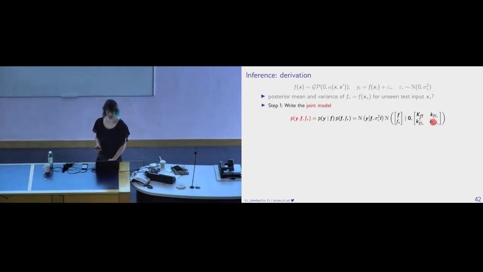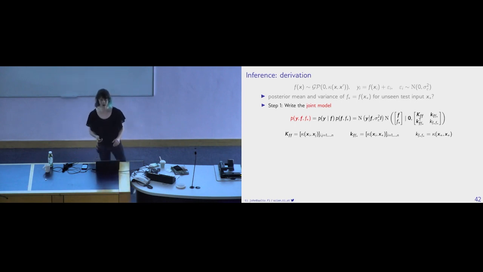There's one block for the covariance across training points, then the off-diagonal block for the cross covariance between training points and the test point, and then there's the block down here for the self-covariance of the function value at the test point. So they're just different sets of evaluations of the covariance function. So that was step 1.